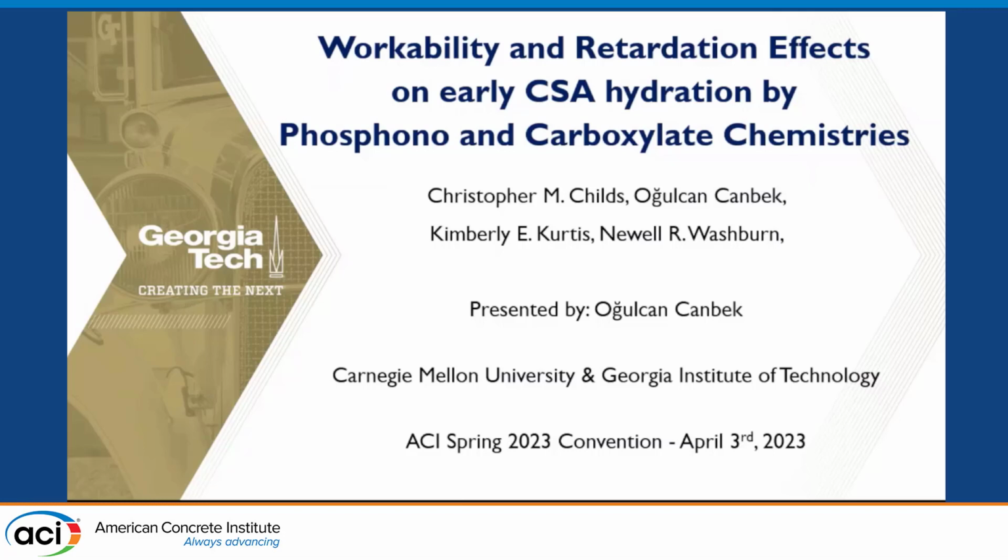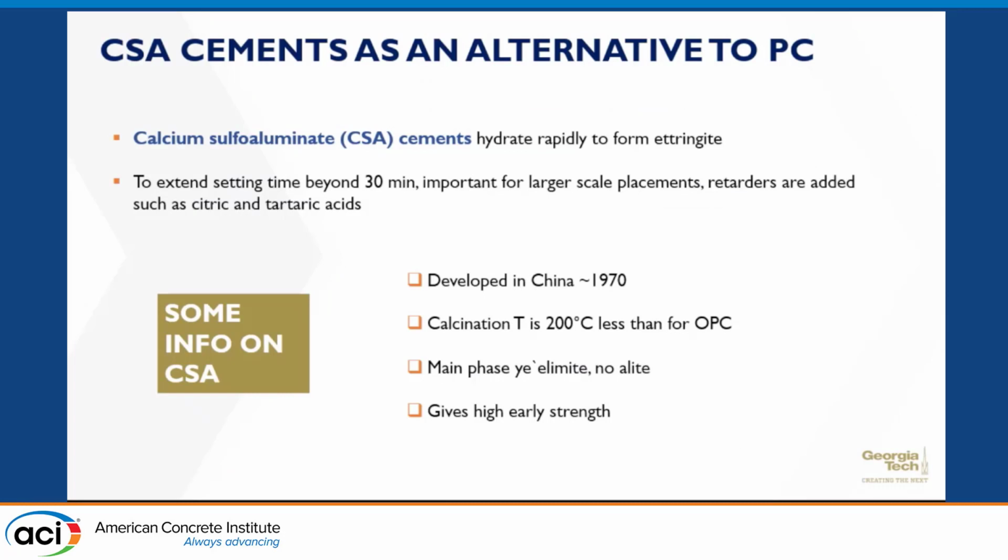Good morning, everyone. So I'm replacing Chris Childs for this presentation. I'm going to talk about workability and retardation effects on early CSA hydration by phosphono and carboxylate chemistries. This was research we did while we were both in our PhD programs. He was at Carnegie Mellon, I was at Georgia Tech. And we are still processing the results, honestly, so it's ongoing work.